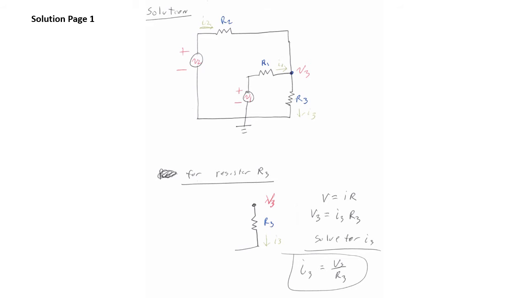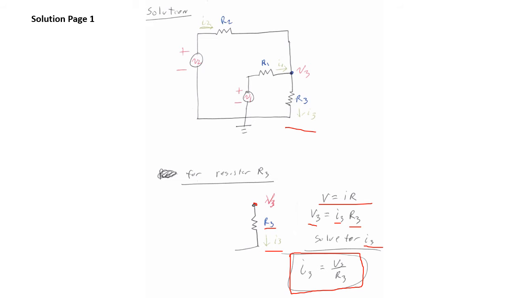As we begin our solution, I redraw my diagram so I have it on the same page. Let's do one resistor at a time. We're going to focus first on resistor R3. We pull that from our diagram, and for resistor R3, I have my voltage V3, my resistor R3, and my current I3. Recall Ohm's law: V is equal to IR. We plug in for our specific problem, where V becomes V3, I is I3, and R is R3. Rearranging, solving for I3, I have that I3 is equal to V3 over R3. That was relatively straightforward.